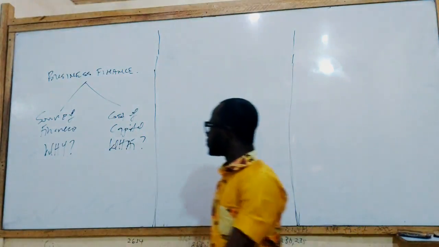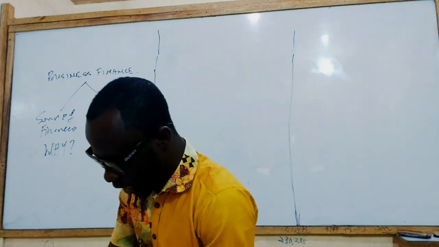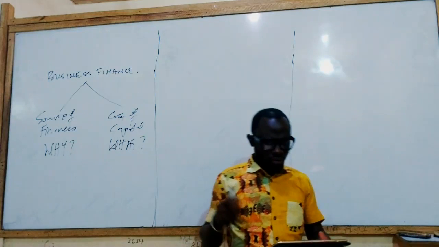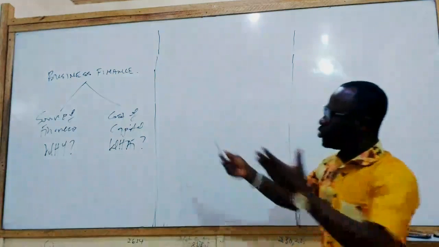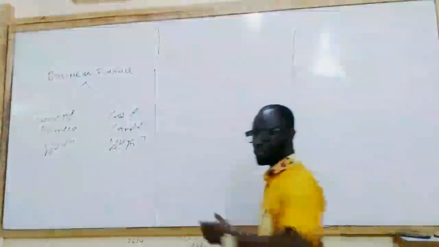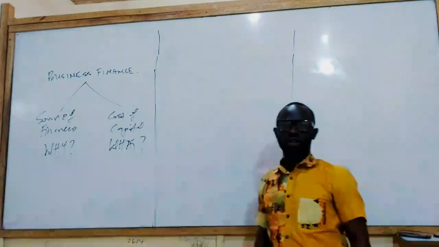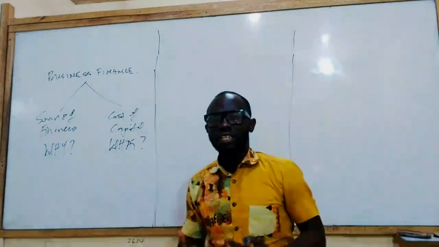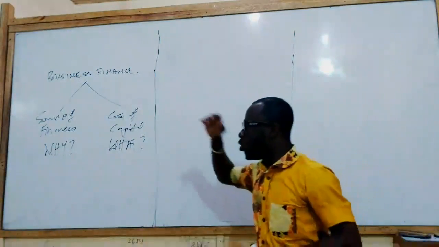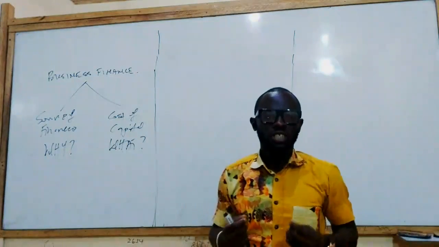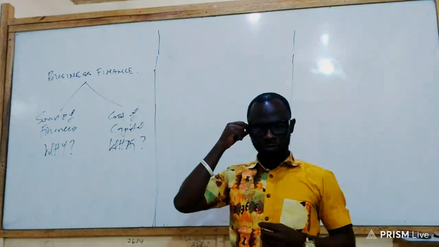Good. So we're back. So sources of finance and cost of capital. Like I mentioned, there are two questions that we need to ask ourselves. Where do we get the money from, and what is the cost of the money? Now, when we are asking the question about where do we get the money from, we must first ask ourselves, what type of money are we looking for?